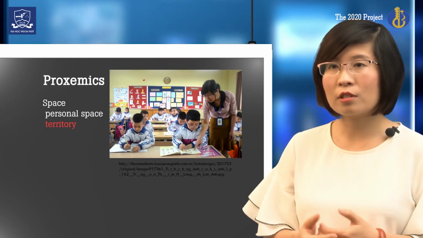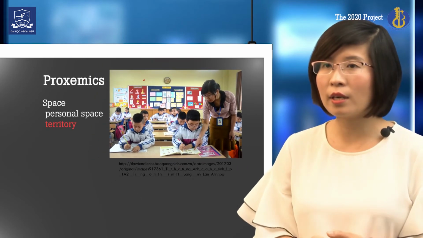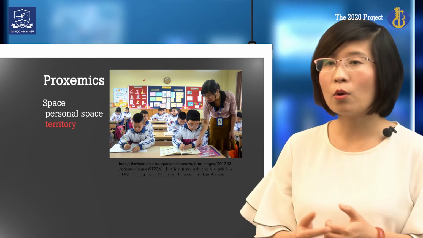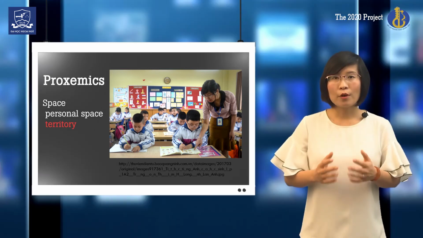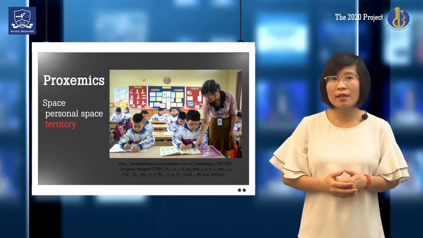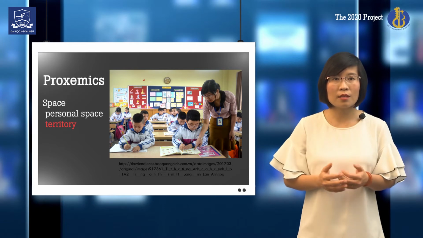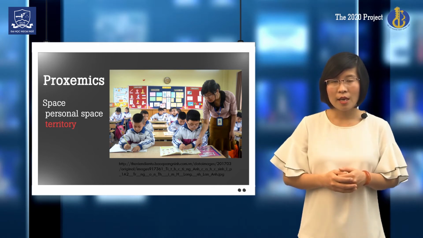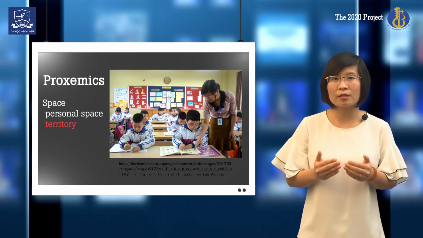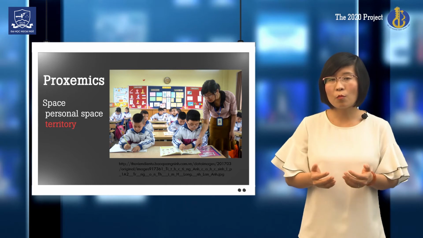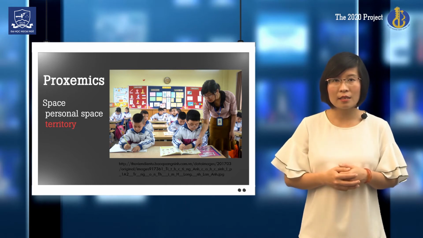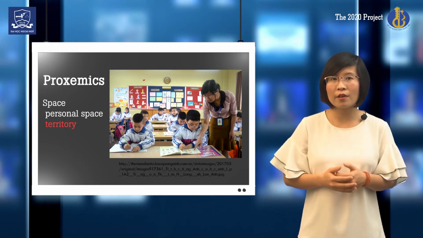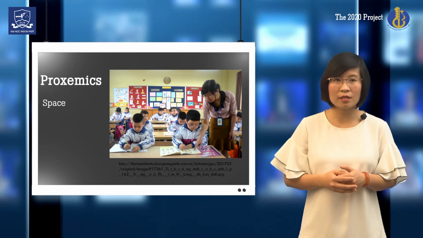Territory stands for the space that an individual claims permanently or temporarily. For example, it is very likely that a student sits in the same seat in a classroom where he or she sat at the beginning of the semester, even though there is no assigned seating. If someone else takes that seat, the student may feel as if his or her spot is taken.